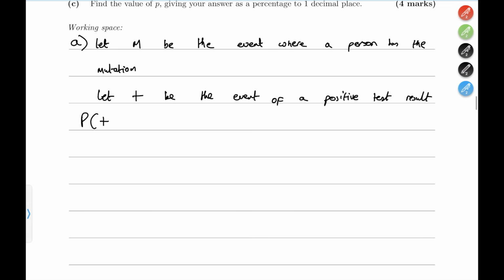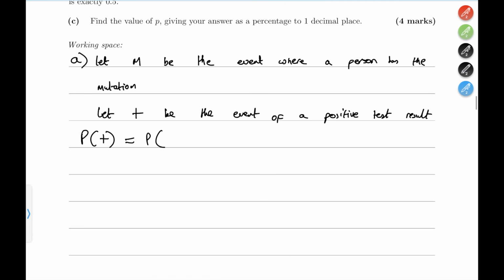So the probability of being positive, well, we can break that down, because there's only two possibilities. You either have the mutation or you don't. So we're going to break this down into two expressions. It's the probability that you're positive and you have the mutation plus the probability that you're positive but without the mutation. So all we've done here is split a positive result into two separate events, because those are the only two events that occur. So if we add those two together, it must give us the probability of being positive.